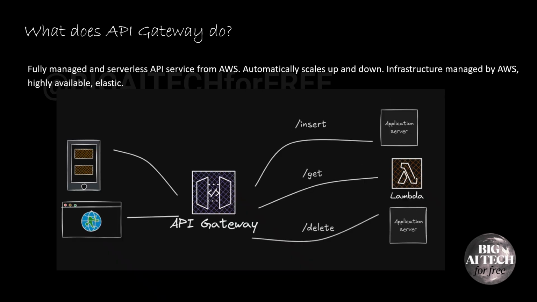Right? API Gateway is a fully managed and serverless API service from AWS. It automatically scales up and down. Infrastructure is managed by AWS and it's highly available and elastic. Usage wise, it looks similar. We'll get into the details of it when we see the exact differences.